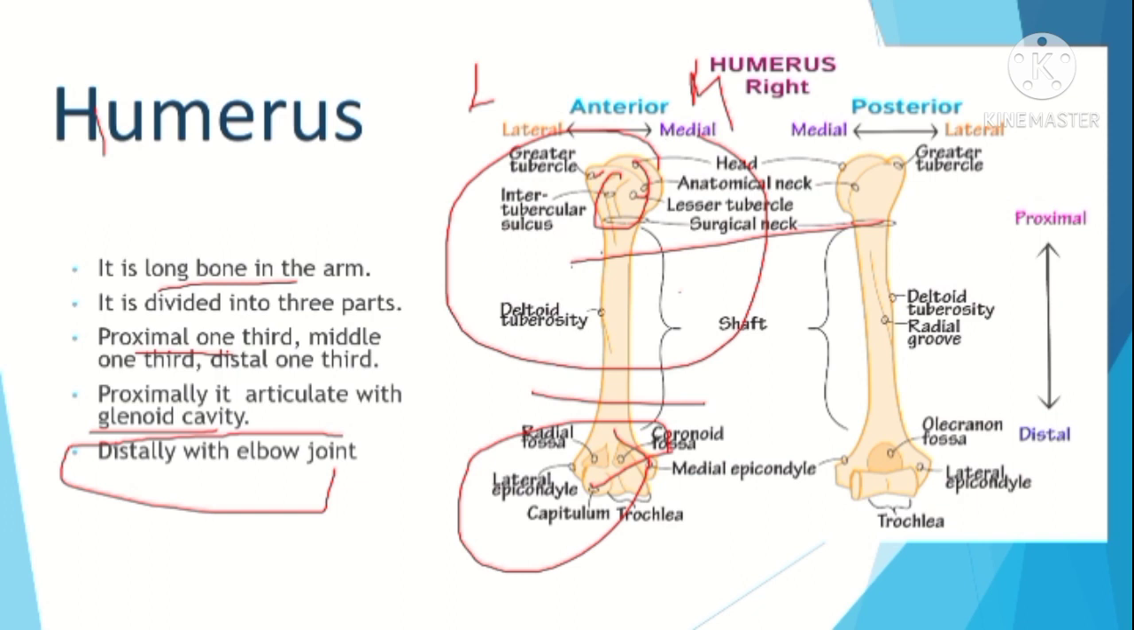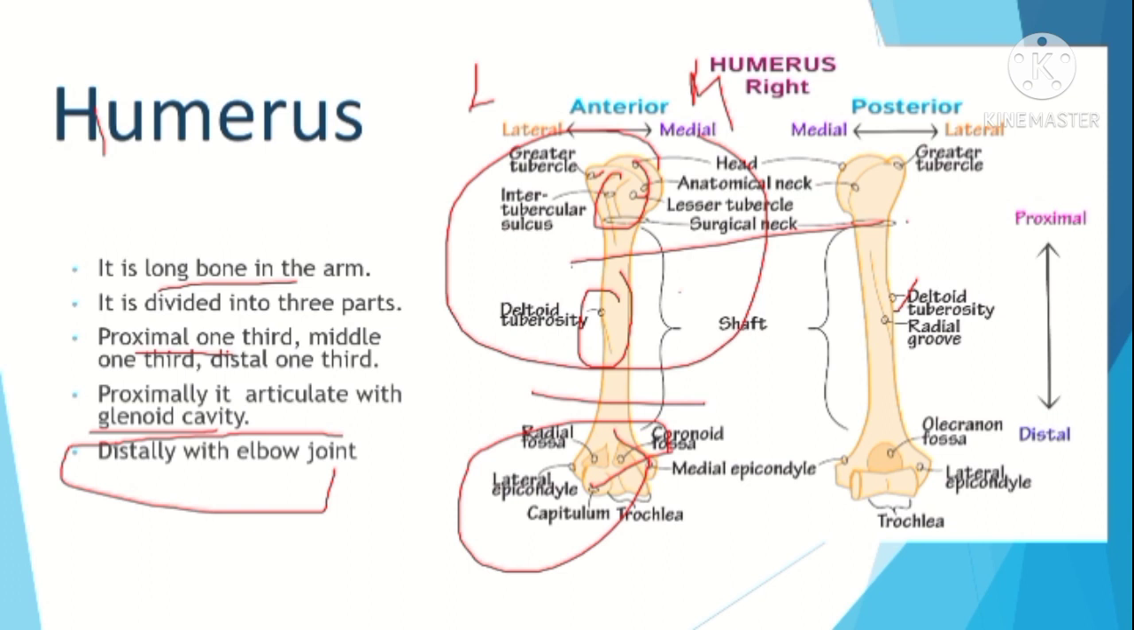This is the head region, and there is an anatomical neck and a surgical neck. Here you can see the deltoid tuberosity. Deltoid, why? Because the deltoid muscle is inserted here, therefore it is called the deltoid tuberosity. Tuberosity means an extension of the bone. As you can see, there is an extension in the bone. This is called tuberosity. This is the medial.